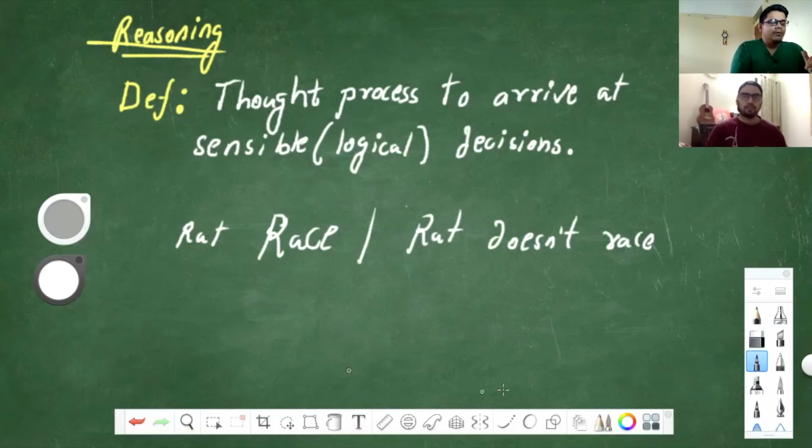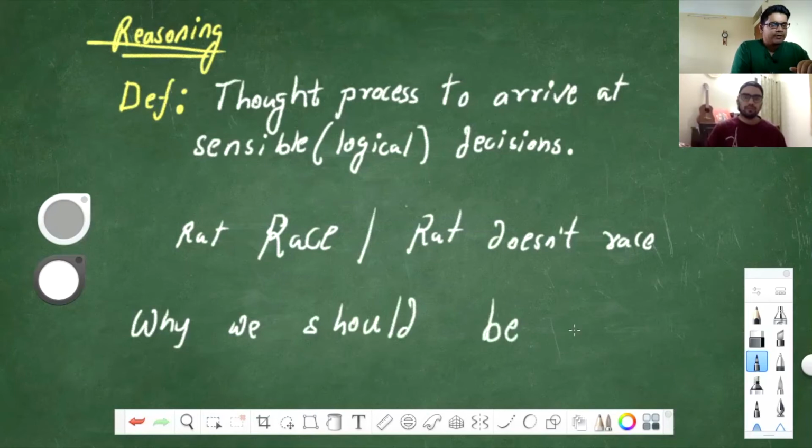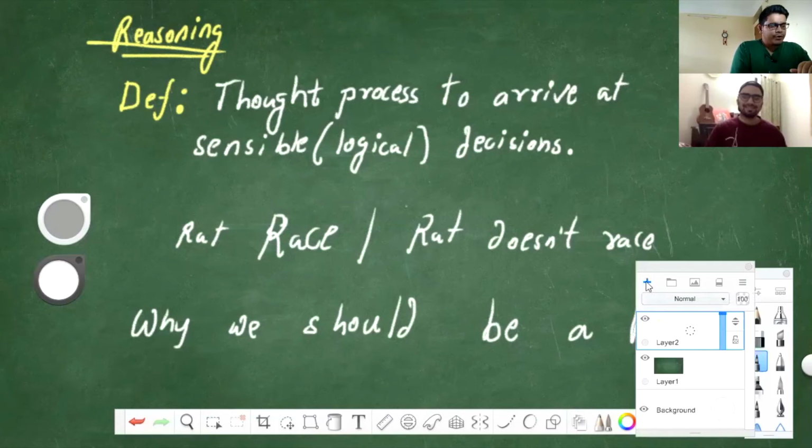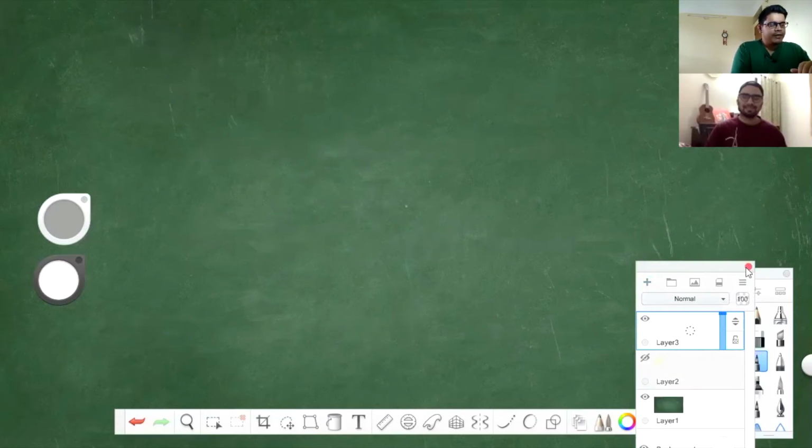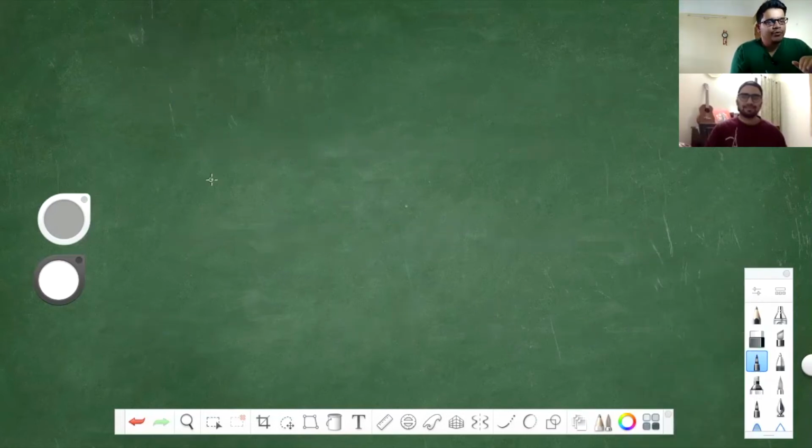And now I'm going to talk about the rat. Okay, I'm going to talk about why we should be a, let's put a very beautiful name to it, rat is like, why we should be a mouse. So I'm taking another board here. That layer is there, I'm not removing it.